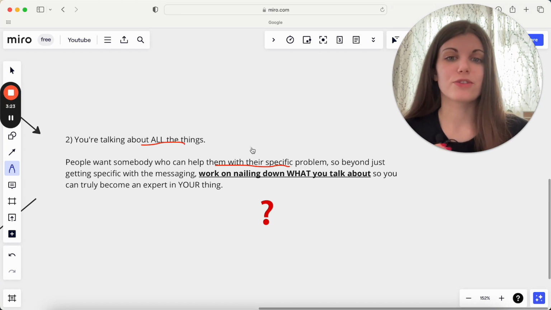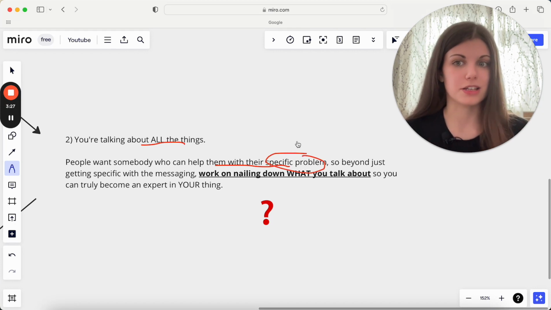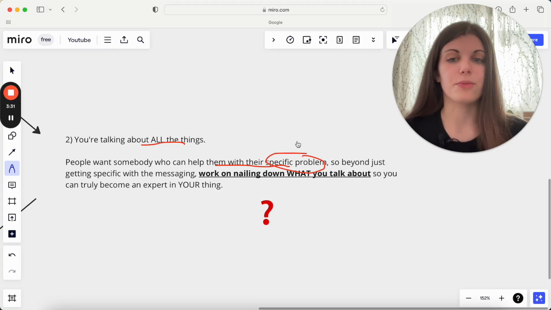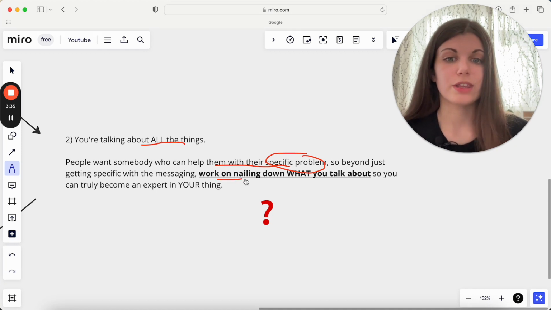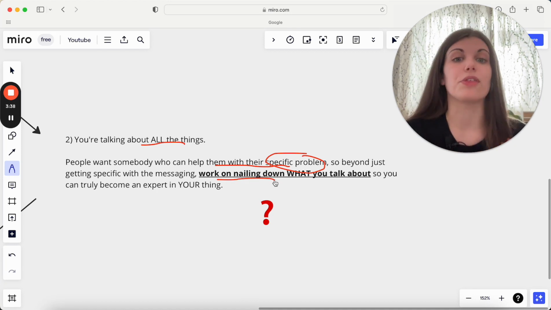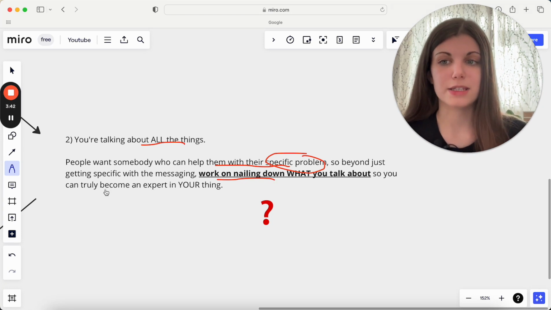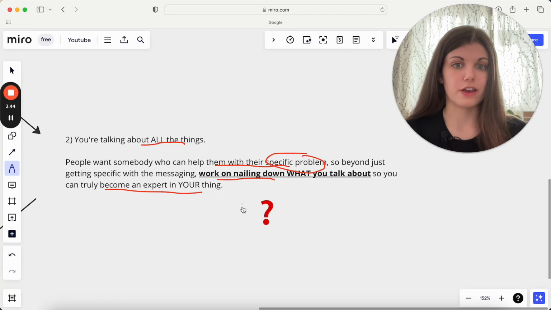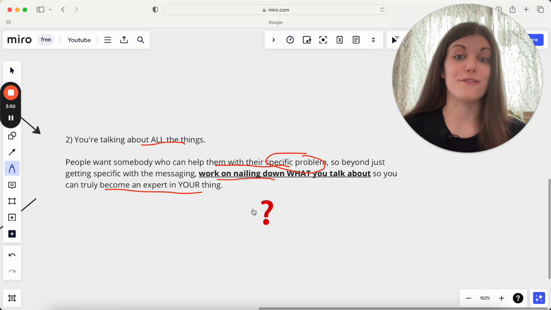We want to really speak to a specific problem because that is when people are going to resonate with us so much that they can say, oh my gosh, that's exactly what I've been looking for. That's exactly what I need help with, and actually then hire us for a specific reason. So really with this, if you notice you are really talking about all the things, work on nailing down what you actually talk about so you can become an expert in your specific thing and you become the go-to person for something, versus being someone who just talks about all things nutrition and just keeps it very open and very broad there.